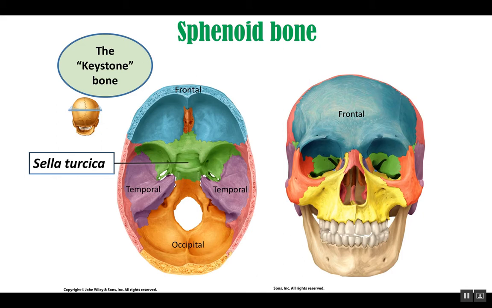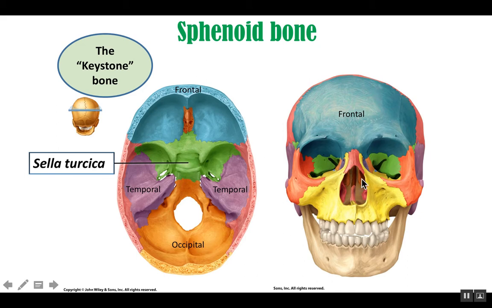This saddle doesn't hold a person or anything. It holds your pituitary gland. So your pituitary gland projects down from your brain and is nicely protected within the sella turcica.